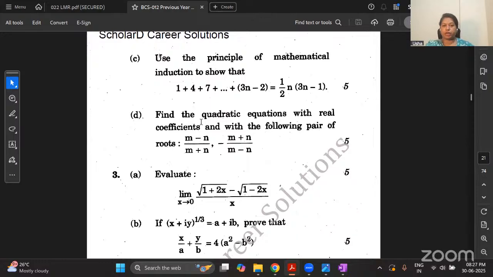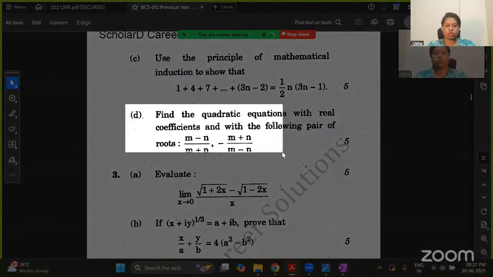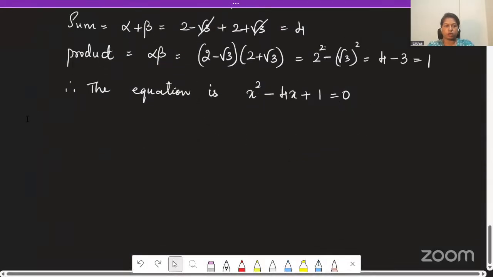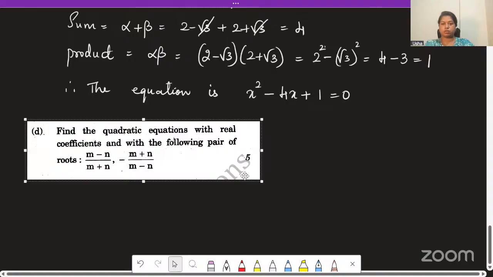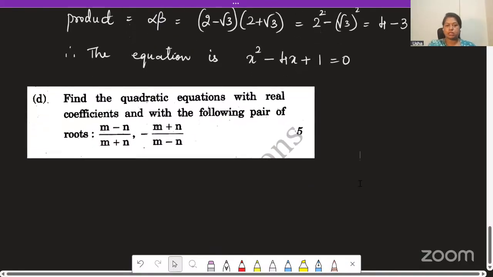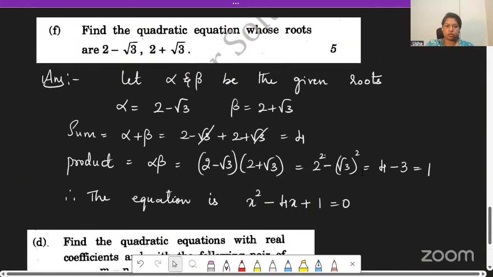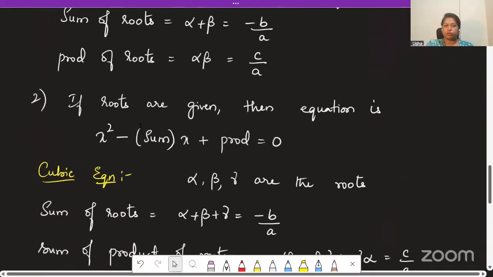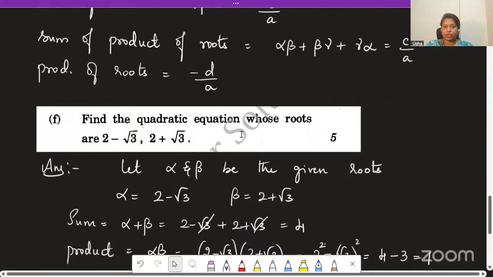See this one also. Find the quadratic equations with real coefficients and with the following pair of roots. We'll just solve this. Procedure is the same. It's just that you have to focus a little bit on simplification so that you don't make mistakes. See, here the roots are this. X square is standard, yes. That's your quadratic equation, right? If roots are given, this is how you write the quadratic equation. Only x square, nothing as the coefficient. Okay, that's the formula.